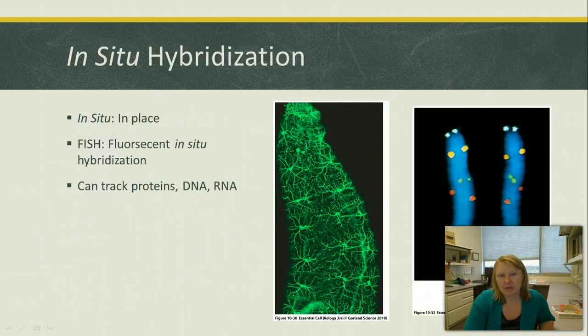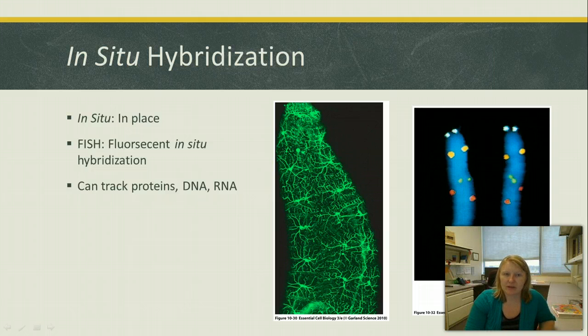Now, another example of ways to track things within the cell or in other in situ situations is in situ hybridization. In situ means in place. This means that I've stained the cell, I've stained the chromosome, etc. One example that we use a lot is FISH, which is fluorescent in situ hybridization, which means I've taken my sequence of genes and I've hybridized them to the cell, and I've tracked now this item.